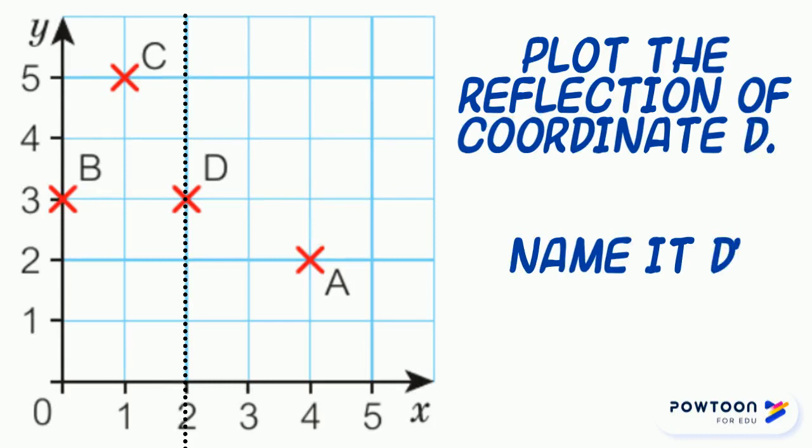To reflect the coordinate D over the mirror line, you have to see that actually D is on the mirror line, so if we reflect it, it will still just be right on that mirror line, so it doesn't move actually. Just make sure you label it and you're all set.